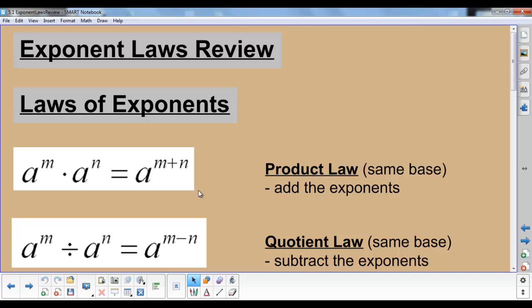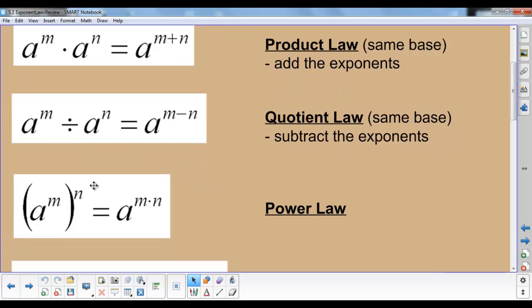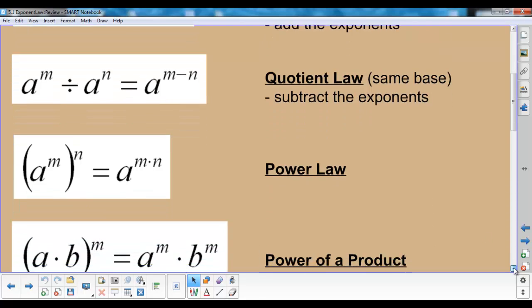So remember, the product law is when you're multiplying two bases that are the same, then you just add the exponents together. When you're dividing two bases that are the same, you subtract the exponents. The power law is when you have a power raised to another power. So what you would do in that case is keep the base and multiply the two exponents together.